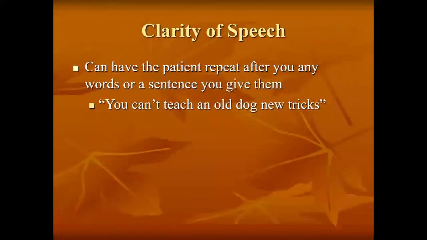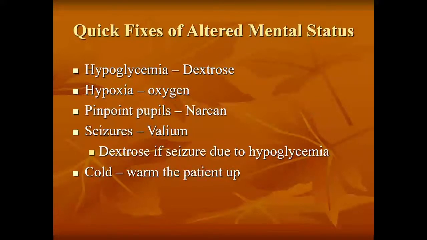But yeah, I like the Cincinnati stroke scale. Quick fixes. I thought this was a pretty good slide here. So, give them sugar. Hypoxic, give them oxygen. Pinpoint pupils, Narcan. Seizures, Valium. A lot of this stuff is reversible if you recognize it and treat it the right way.